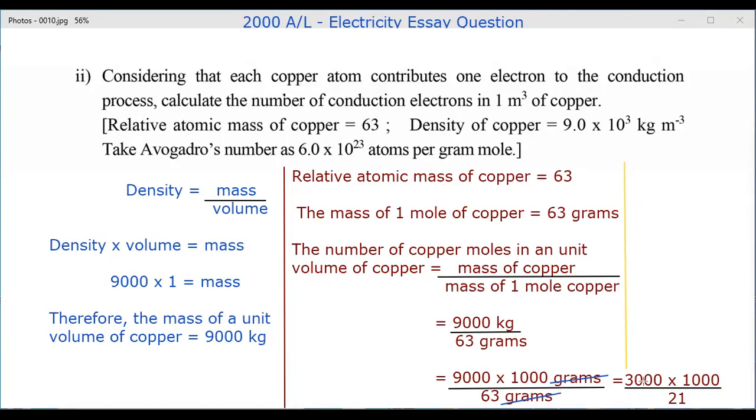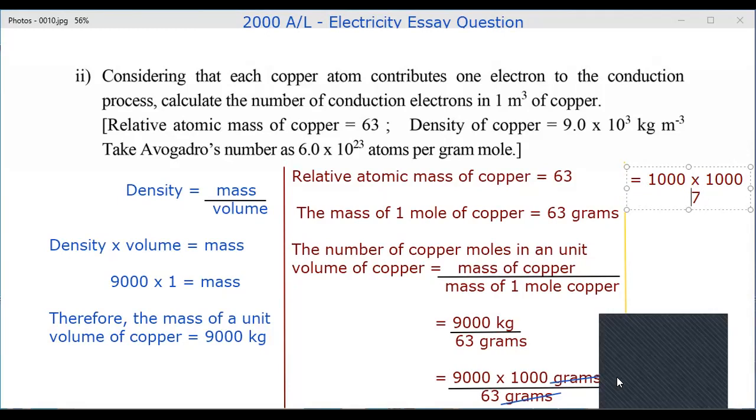So my question is, can we divide 3000 and 21 further? Yes, sir. How? Divide by 3. 3000 divided by 3 is 1000, so it will be 1000 into 1000. Then 21 divided by 3 is 7. So what is our final answer?